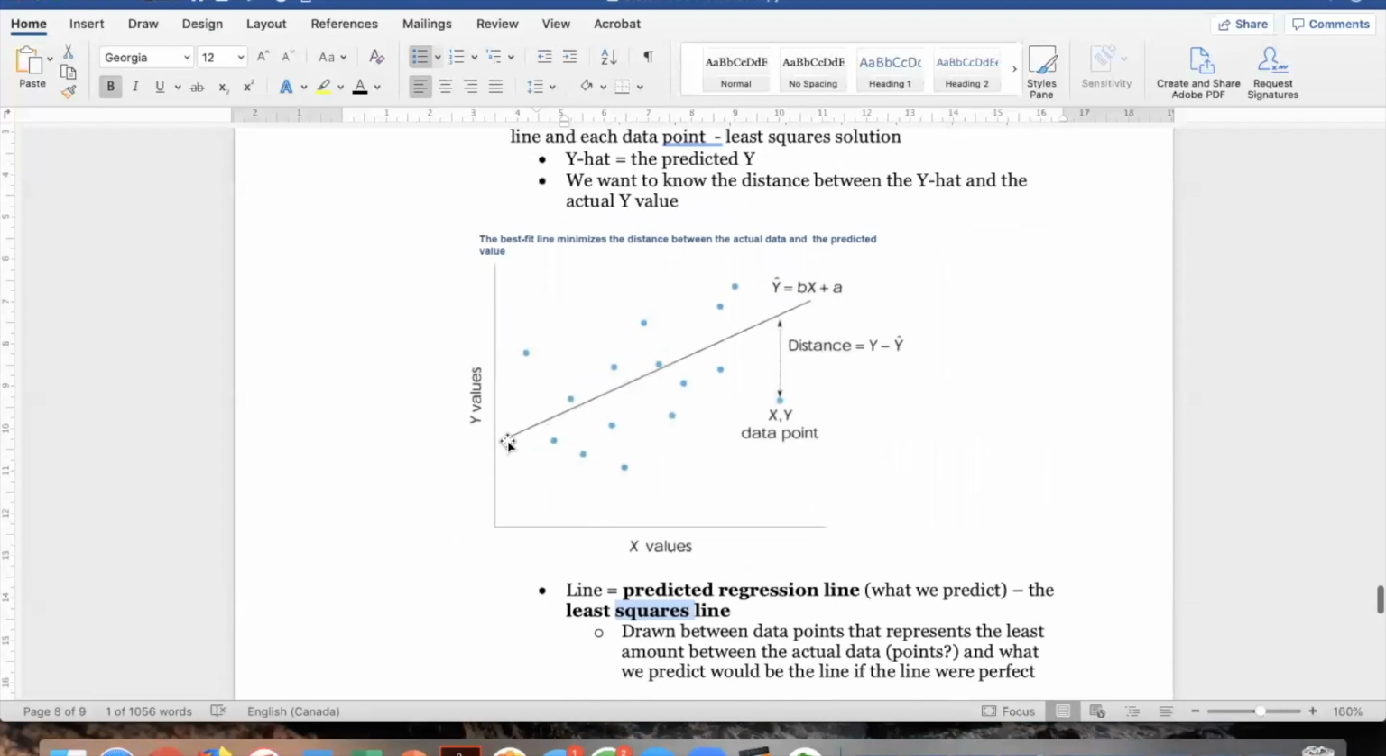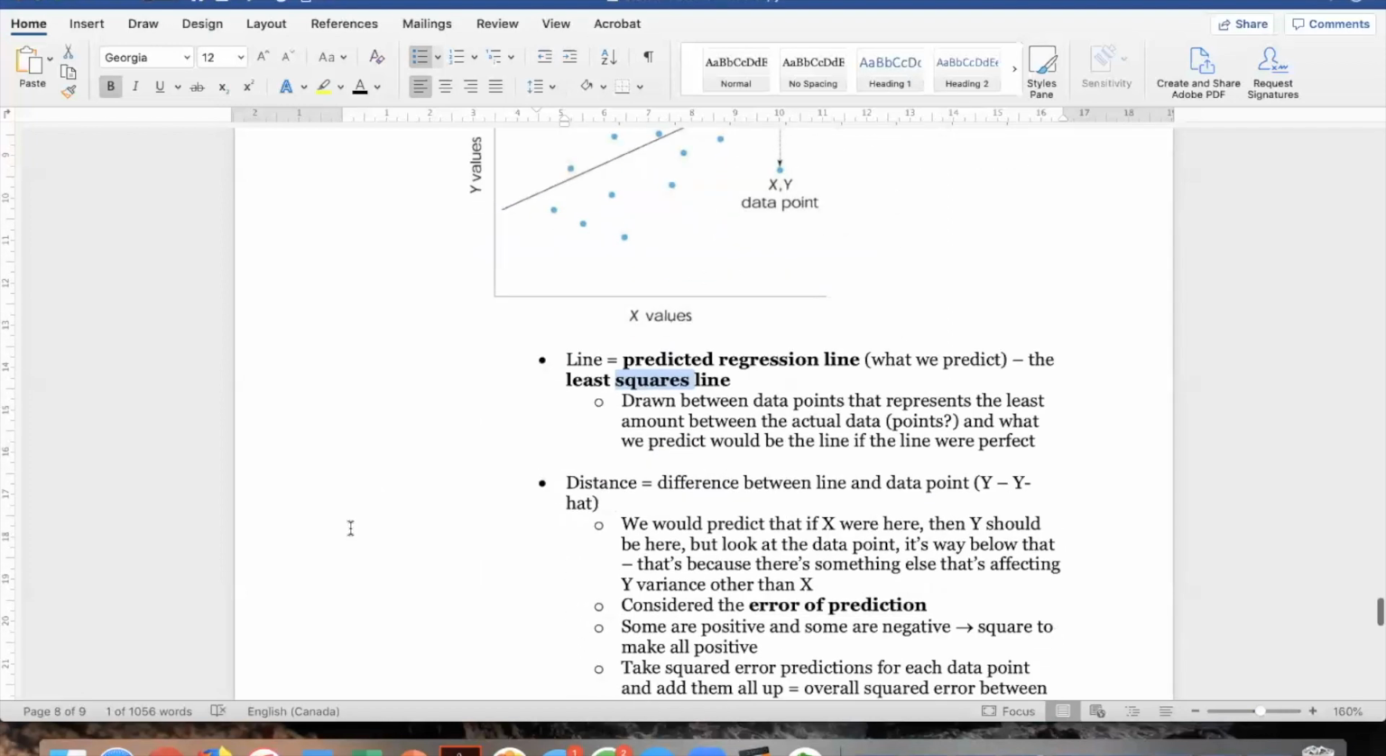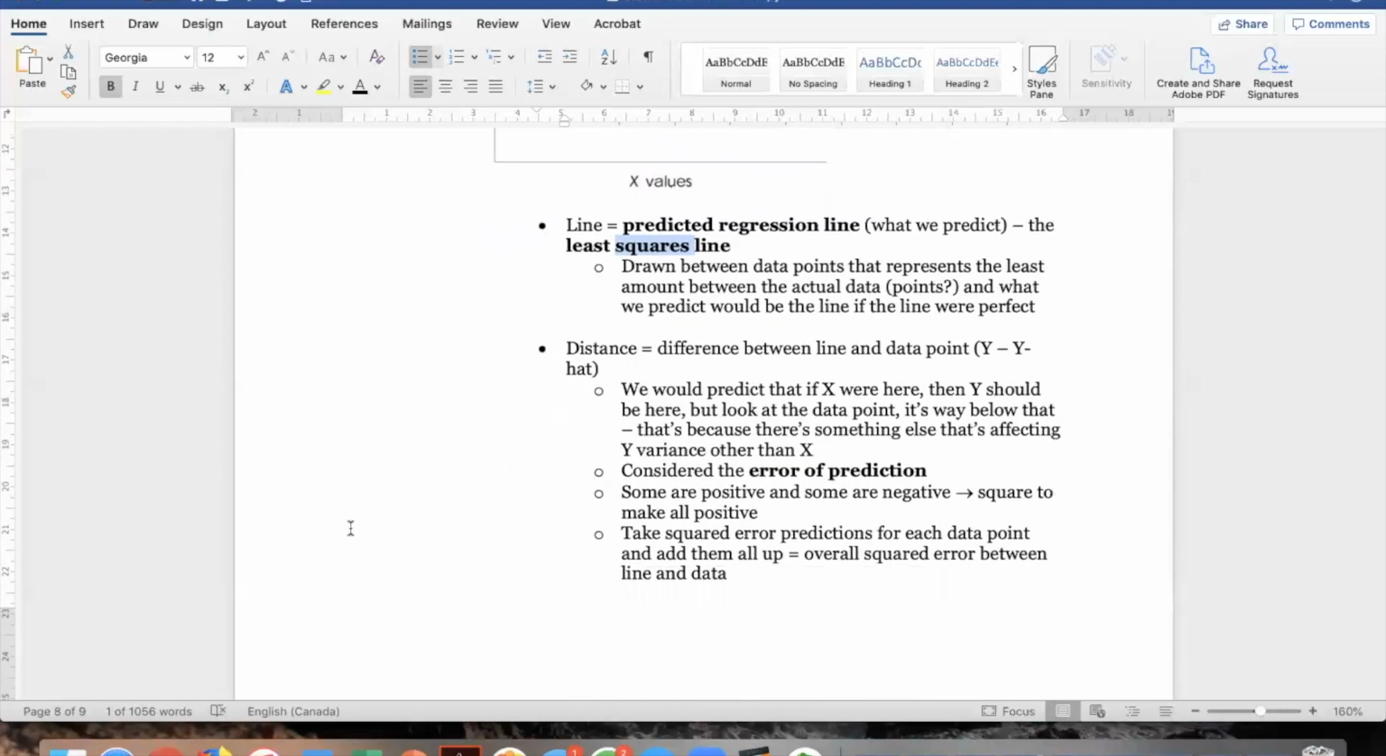This line here too, when you do a scatter plot in Excel, you can get this line. There's a way to get it to show up on its own. You don't have to calculate that yourself or figure it out or anything. It'll just show up.